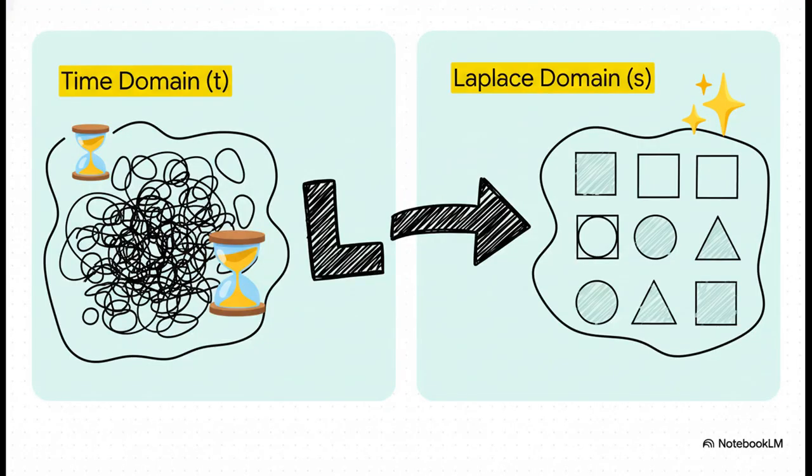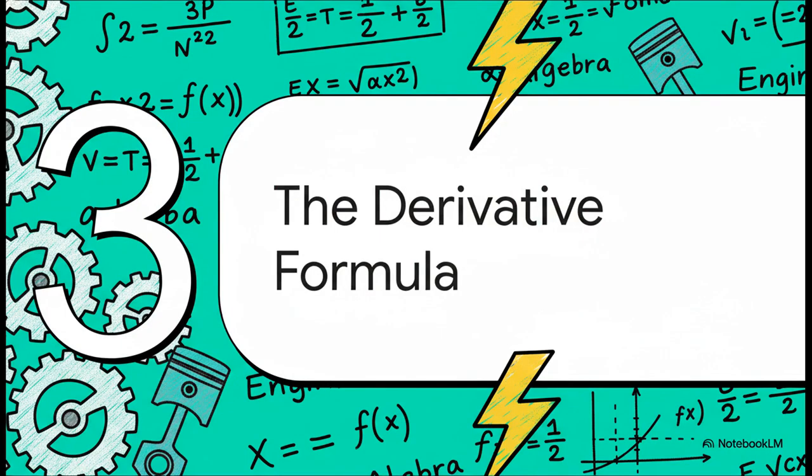We start over on the left with a hard calculus problem in what we call the time domain, which we represent with a t. The Laplace transform acts like a translator, converting that problem into a nice, clean algebra problem in the Laplace domain, represented by s. Once we're there, we solve the easy algebra, and then we just translate the answer back. It's that simple.